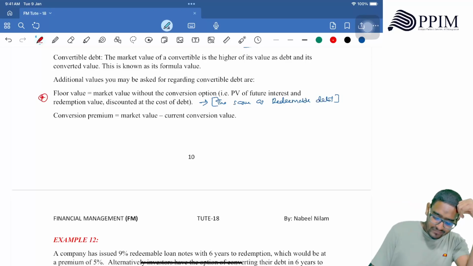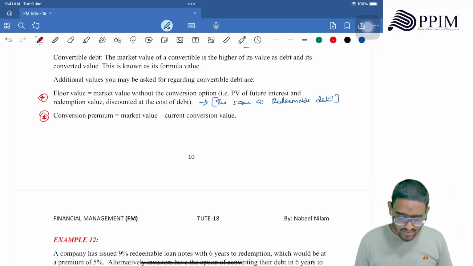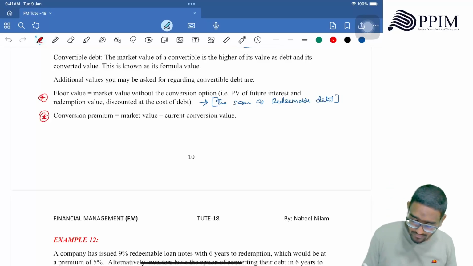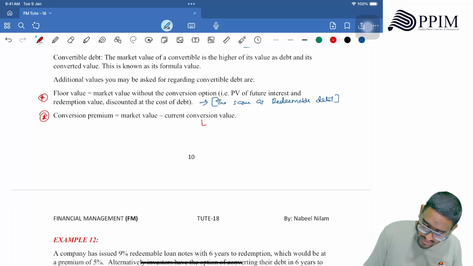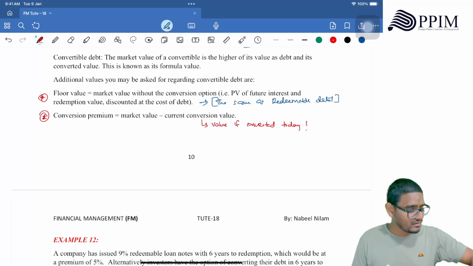Then next you have something called conversion premium, which is your market value minus your current conversion value. What does current conversion value mean? Current conversion value means value if converted today. Value if converted today.